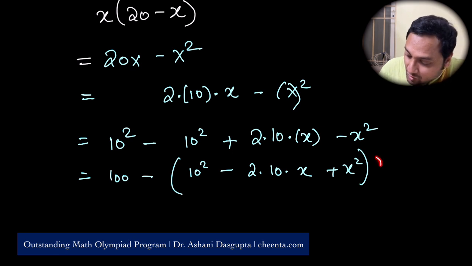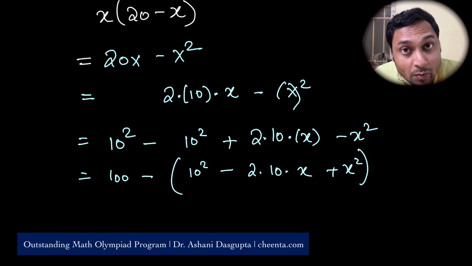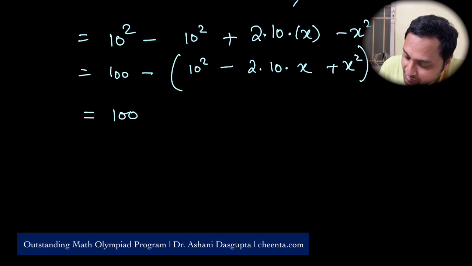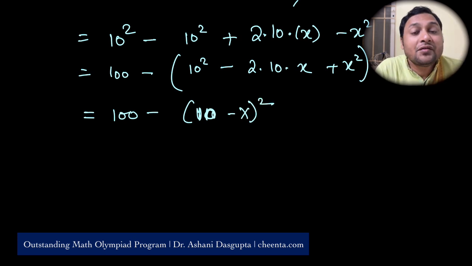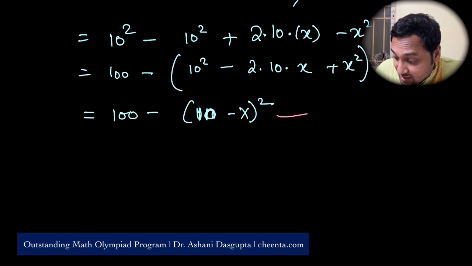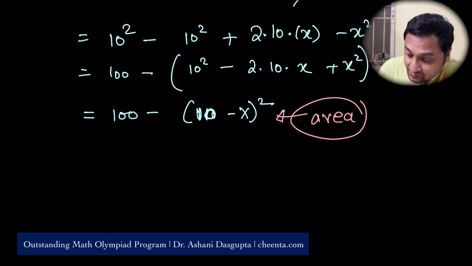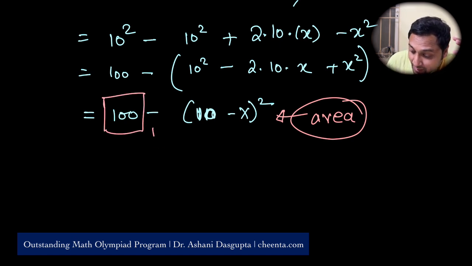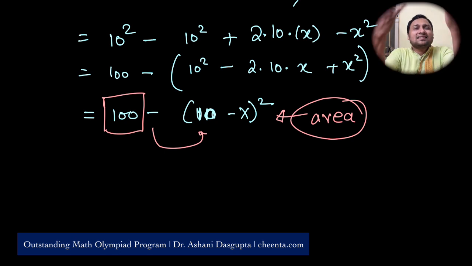So see, this is the formula of a minus b whole squared, right? So what we get here is 100 minus 10 minus x whole squared. This is the area that is enclosed by the rectangle. We want to maximize this area. Now see, this is 100 minus something. So the maximum area that we can get to is 100, right?